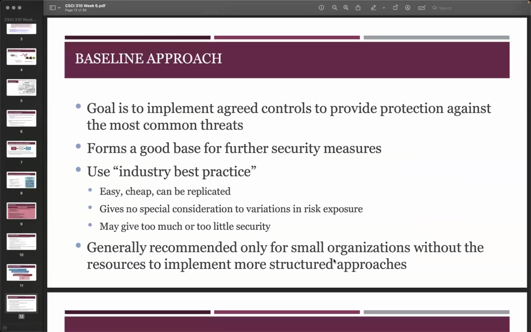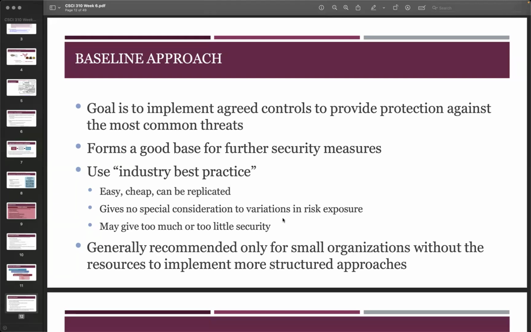Okay, as a bottom line approach here, the baseline. The goal is to implement aggregate controls to provide protection against the most common threats. The forms are a good base for security measures. So we ask what the industry best practice is, something easy, cheap, and can be replicated. That's what we're always thinking, because it's really common in the industry. So we call it the baseline, at least we do something.